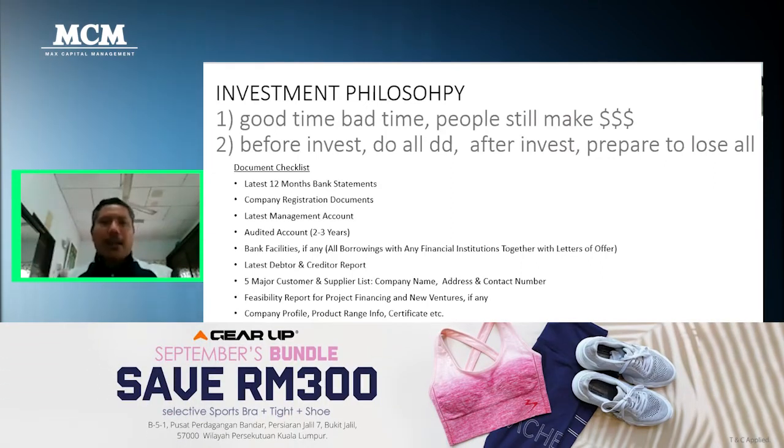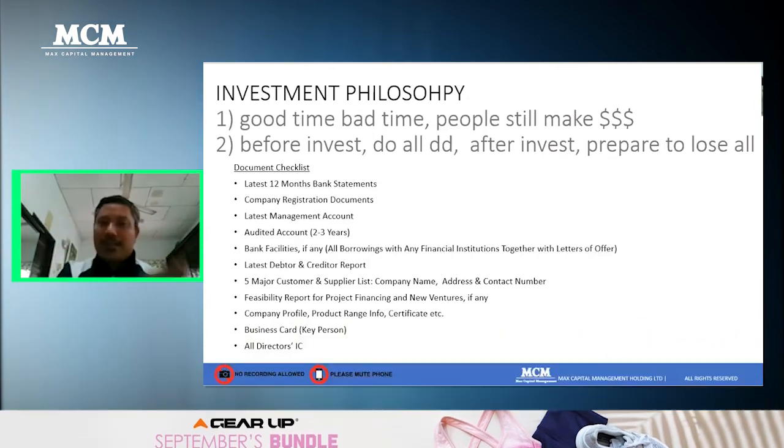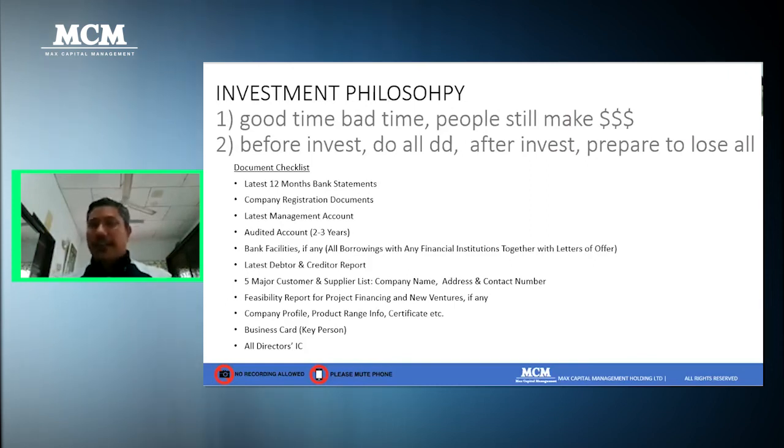Bear in mind that the auditor reports for the past 2-3 years cannot be the only basis of judgment for investment. Why? The past does not guarantee the future, right? It's just a reference. And then of course, the bank facilities: are they a good paymaster to the bank loan and all that, right? The latest debtors, creditors. So all these are very simple documents that you should ask for before you make the call to invest or not, right?